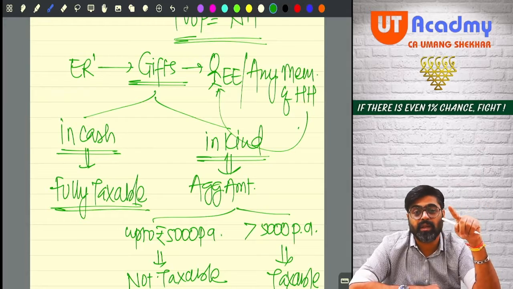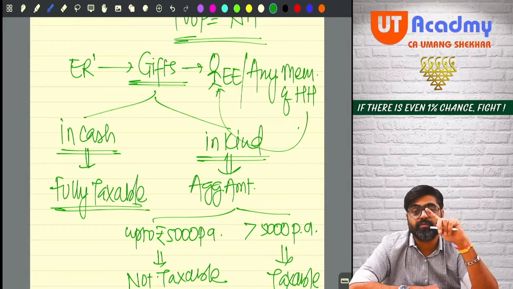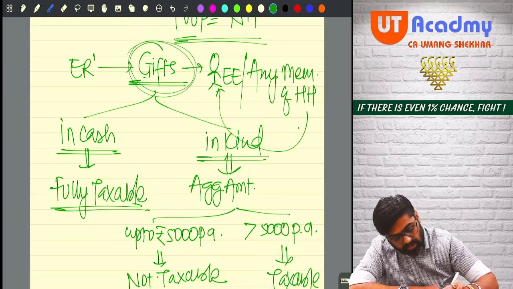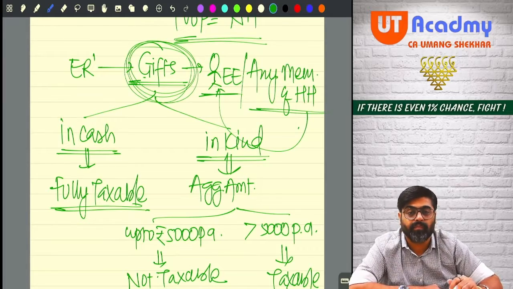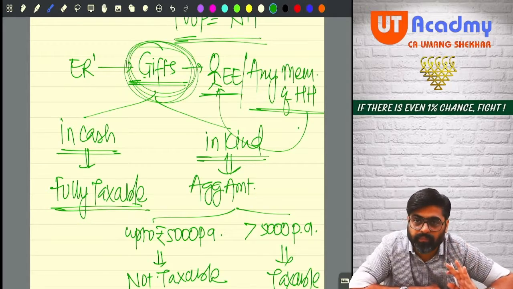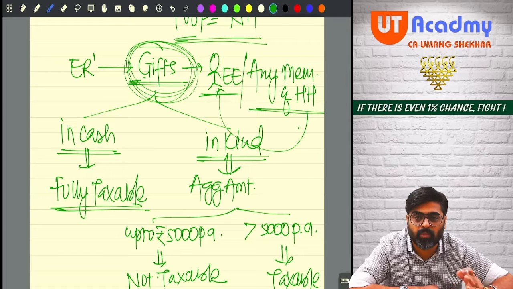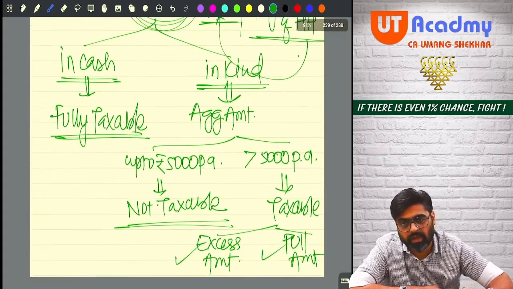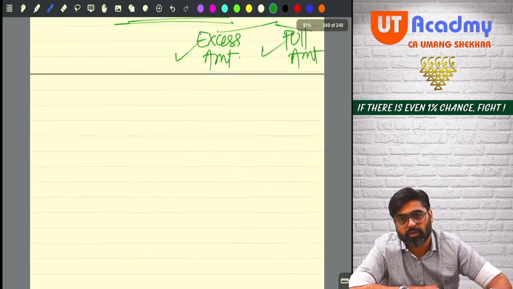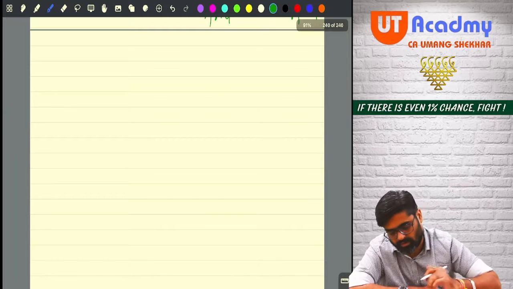Any gift other than one received on the occasion of marriage. So a gift is received by the employee or any member of the household of the employee, but that gift is not received on the occasion of marriage. Any other gift. Yes or no? Sure. In cash, then fully taxable. In kind, then up to 5000 not taxable. More than 5000, the full amount can be taxed and the excess can also be taxed. Gift perquisite is done. Sure? Should I move ahead? Now pay attention.